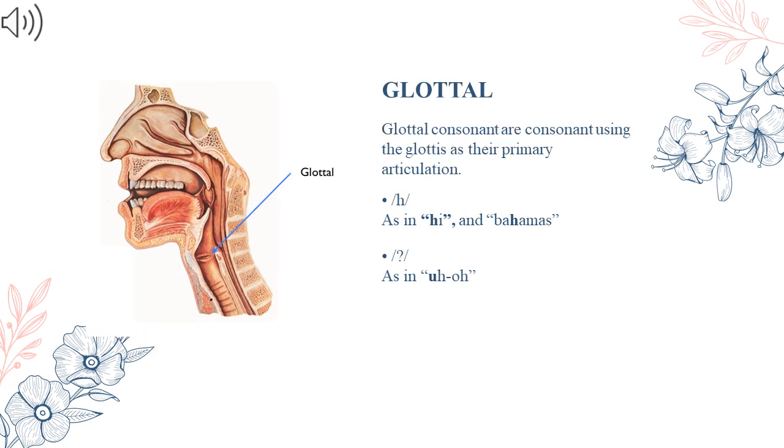Glottal. Glottal consonants are consonants using the glottis as their primary articulation. Let me give you the example. First, h. The words are high and Bahamas. And the second, the glottal stop. The word is uh-oh.